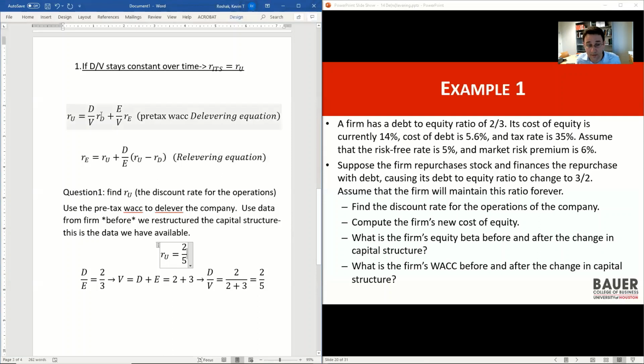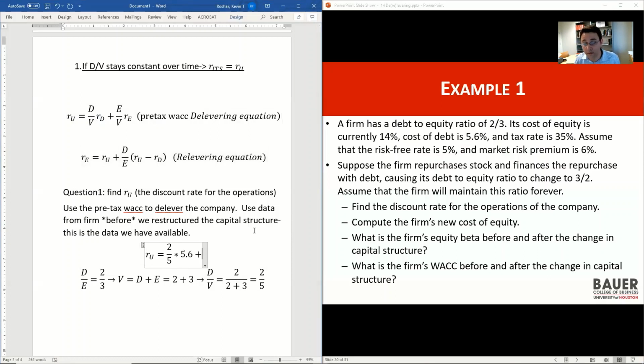What was the cost of debt? Just working left to right through the pre-tax WACC now. We have debt over value. What is the discount rate on the debt? Well, in the first bullet point, we saw that that was 5.6%. We multiply the debt ratio times the discount rate on the debt.